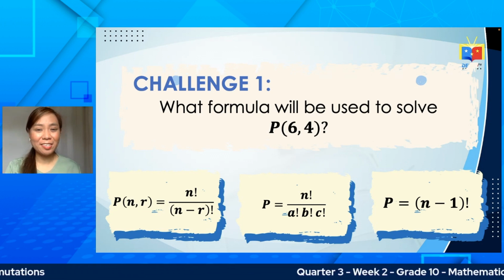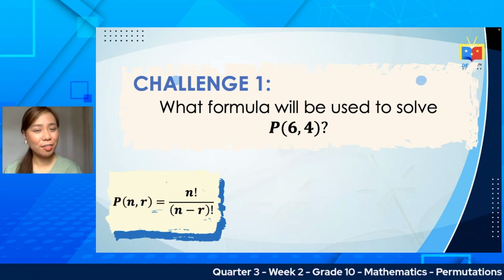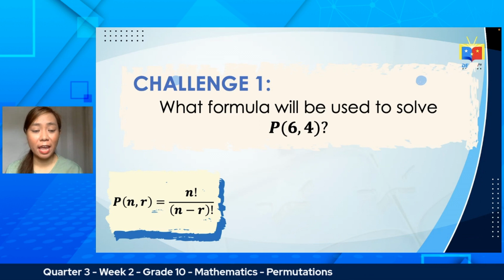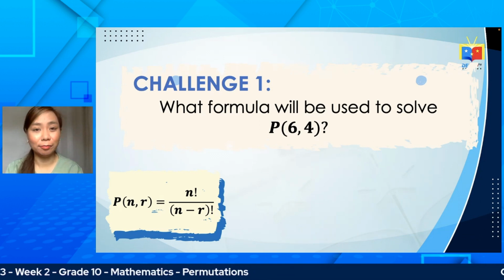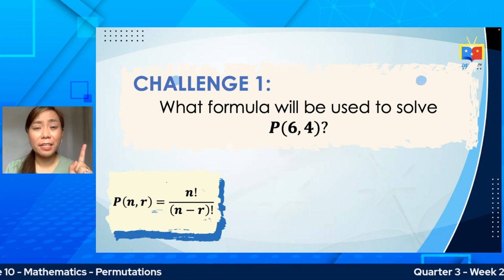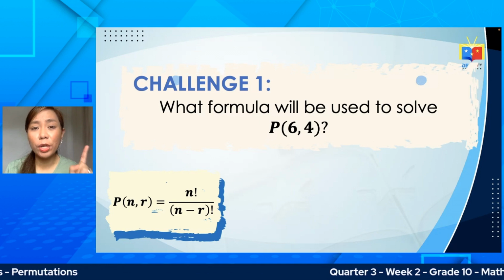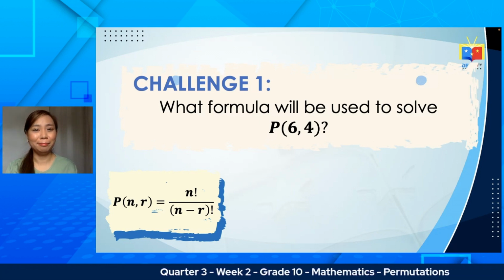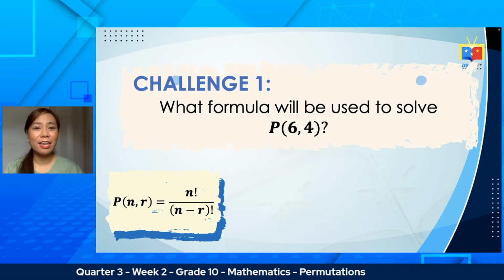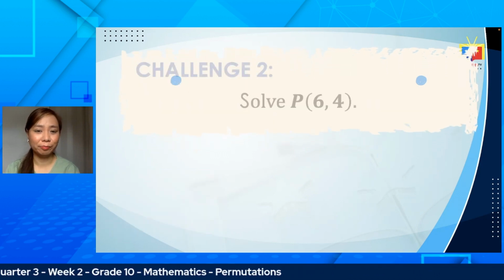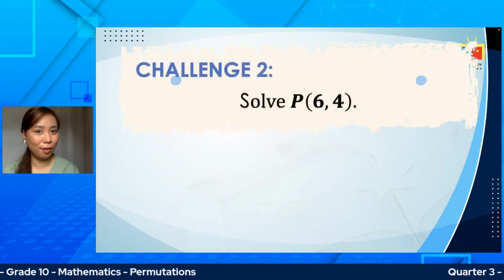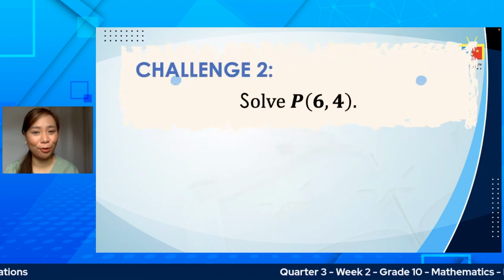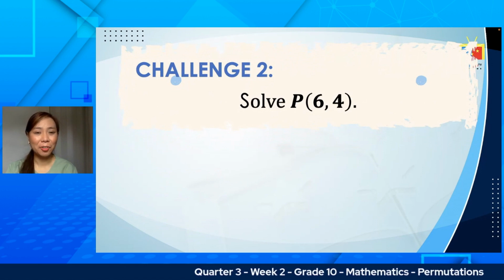And the answer is very good. It's the first one. N factorial over the quantity n minus r factorial. Remember, it is important that we really know which formula to use before solving your problem. Now, let's try challenge number 2. Solve the permutation of 6 objects taken 4 at a time. Go.